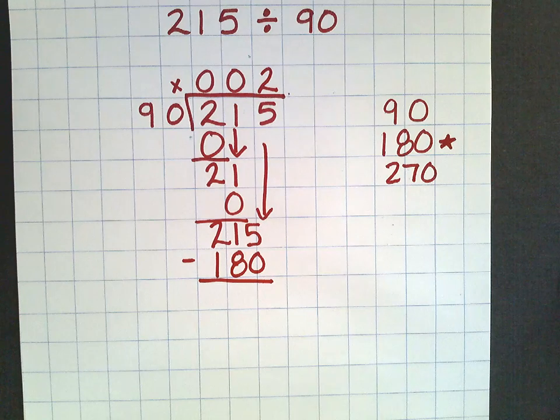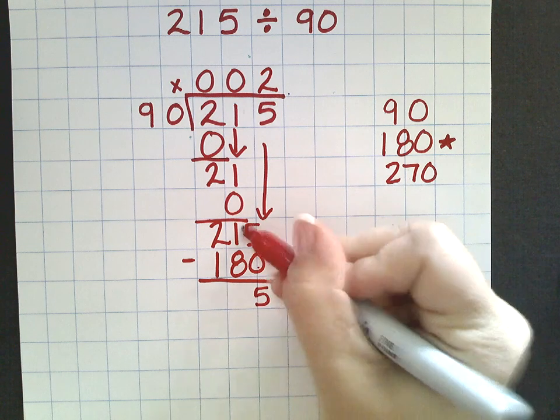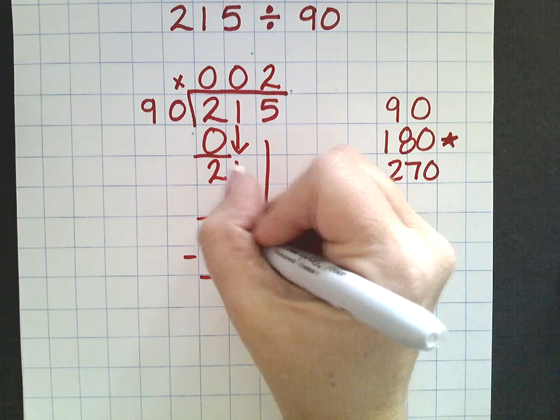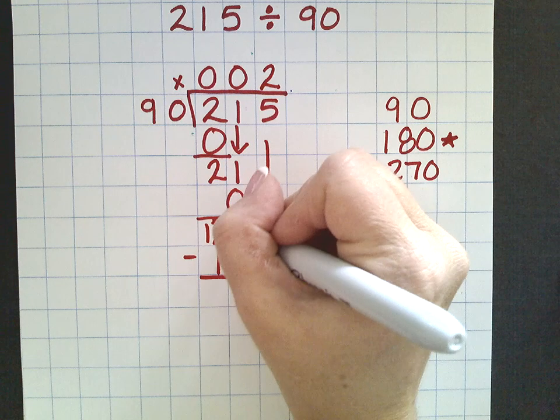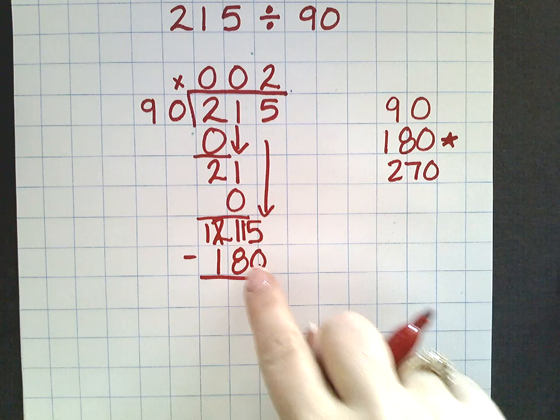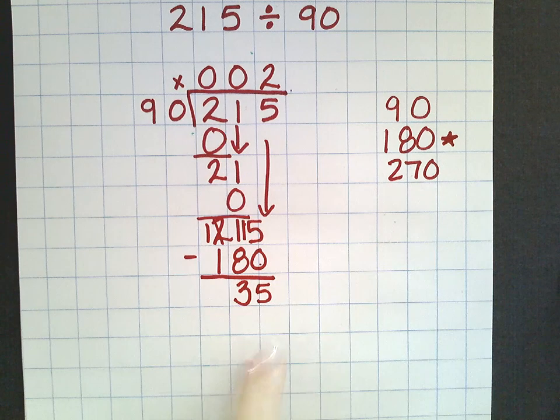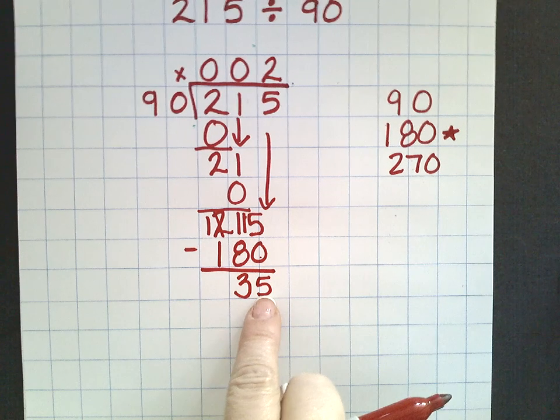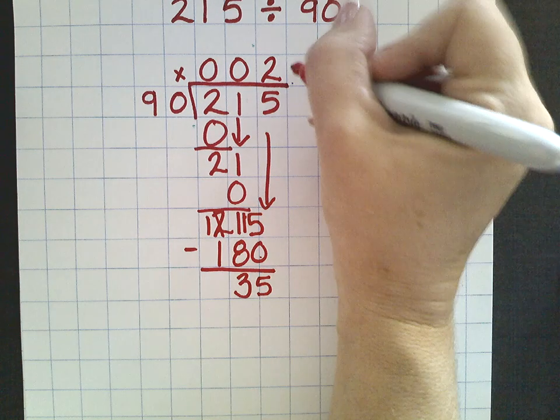So here's where you have to make sure you're subtracting correctly. 5 minus 0 is 5. 1 minus 8 is not something we can do, so we have to rename. So we're going to add that 10 onto this. This now becomes an 11. 11 minus 8 is 3. 1 minus 1 is 0. I don't need that 0. So nothing more to bring down. Let's take a look at that remainder. 35 is smaller than 90, so therefore 35 works as a remainder.